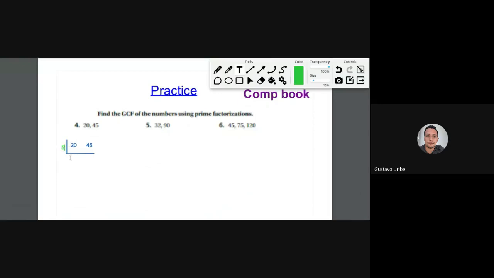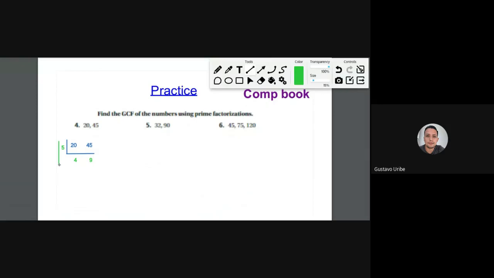Now, 20 divided by 5, or 5 times something, is going to give me 20. That's actually going to be a 4. So I'm going to put a 4 down here. 5 times 4 gives us 20. 5 times 9 is going to give us the 45. So I'm going to go ahead and put a 9 here. And now these two numbers are relatively prime because they have no factors in common.